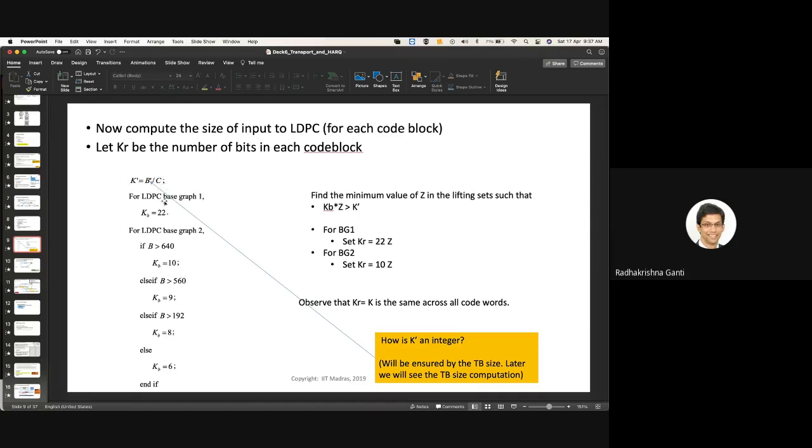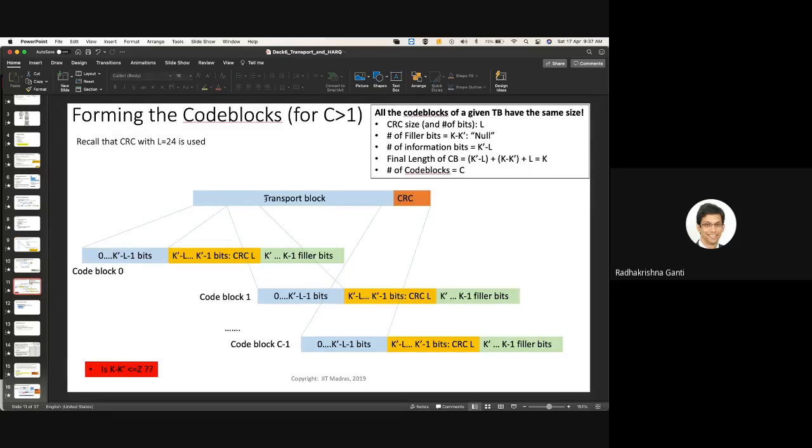Okay. And then based on the particular choice you make for the base graph, you choose something called Kb. And from the Kb, you find a lifting factor Z such that Kb times Z is greater than K dash. And finally, you set your block length K to be equal to 22 times Z for BG1 and 10Z for BG2. Okay, so summarizing this, you have a transport block with CRC size of L. So essentially, it has K plus L.